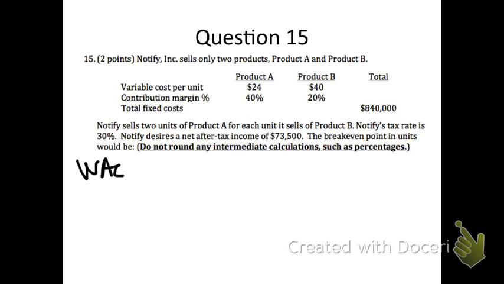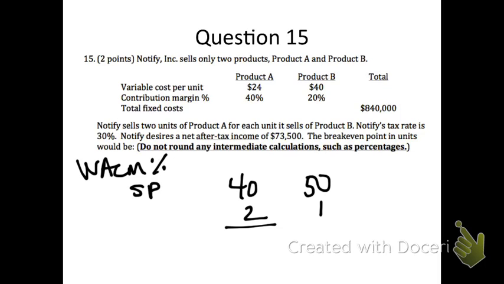What about the weighted average contribution margin ratio? Well, my total contribution margin, remember, was 42. I just need to know what total sales is. And remember, our sales price for product A was 40, and our sales price for product B was 50. I sell 2 to 1, and so I have 80 plus 50, so that's 130.